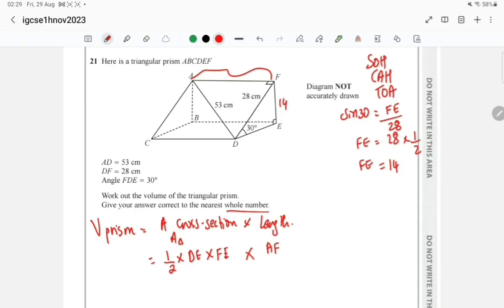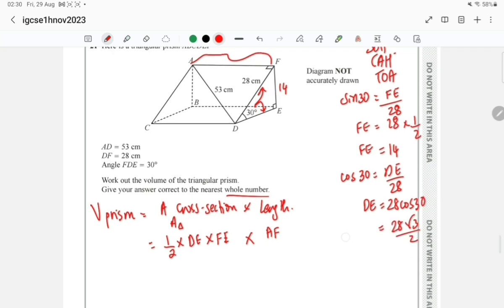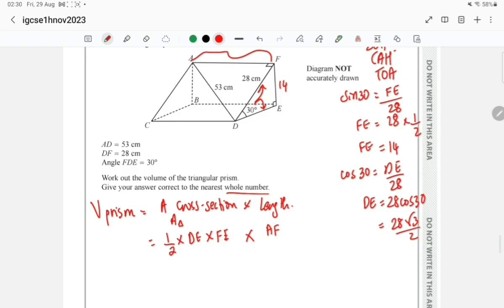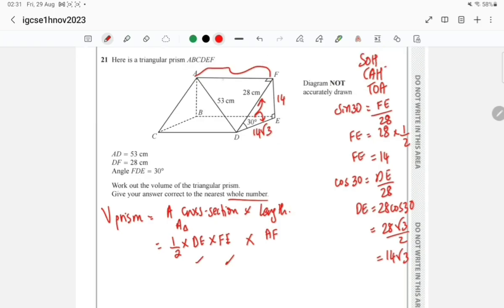Now let's do the same for DE. This would be adjacent over hypotenuse. So adjacent over hypotenuse, we can use cos. So cos of 30 is DE over hypotenuse, which is 28. So DE would be equal to 28 cos of 30. So 28 root 3 over 2. And this will give you, if you want, you can type that in a calculator or just leave it as 14 root 3. Now in this triangle at the top, I have two sides, right?